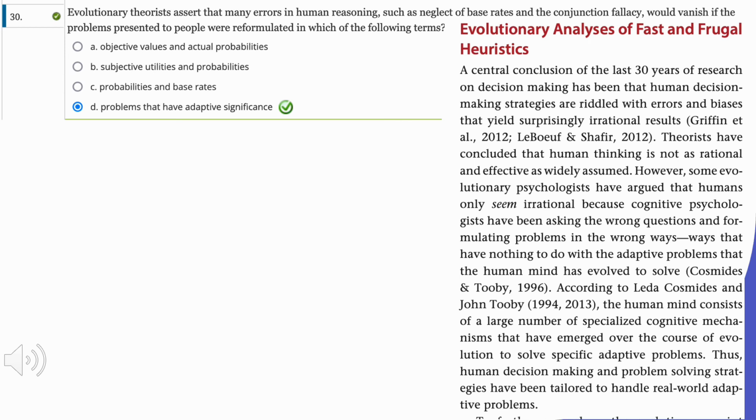Explanation from the textbook. Some evolutionary psychologists have argued that humans only seem irrational because cognitive psychologists have been asking the wrong questions and formulating problems in the wrong ways that have nothing to do with the adaptive problems that the human mind has evolved to solve. The human mind consists of a large number of specialized cognitive mechanisms that have emerged over the course of evolution to solve specific adaptive problems. Thus, human decision-making and problem-solving strategies have been tailored to handle real-world adaptive problems.